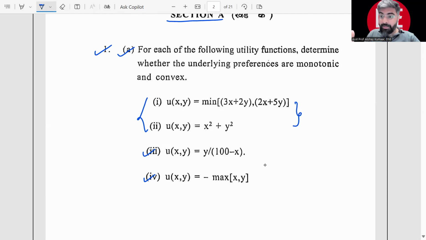For convexity, the weighted average of two extreme bundles should be preferred over those bundles. That means, given any two extreme bundles lying on the indifference curve, if I take a weighted average of them, the weighted average should lie on a higher indifference curve. Only then do we say that the preferences are convex. For the first one, we had found that the preferences were convex, but for the second utility function, preferences were not convex because averages were not preferred to extremes. So we had done these two parts. Now let's quickly start with the discussion of parts 3 and 4.